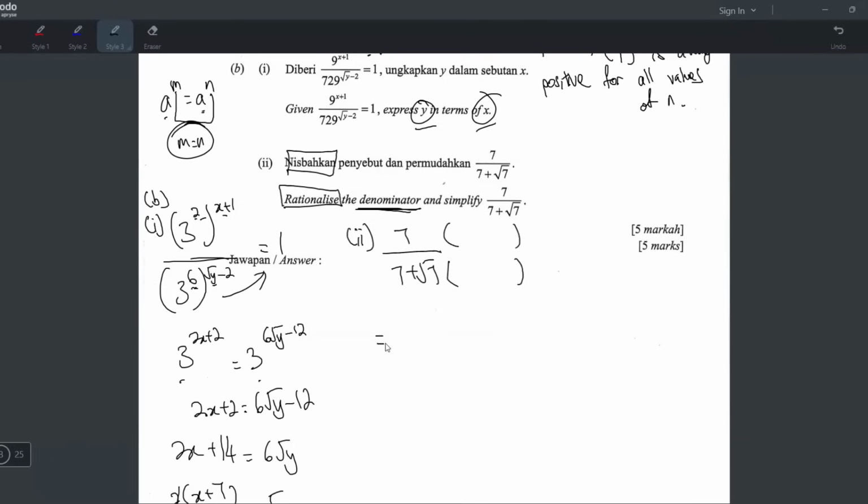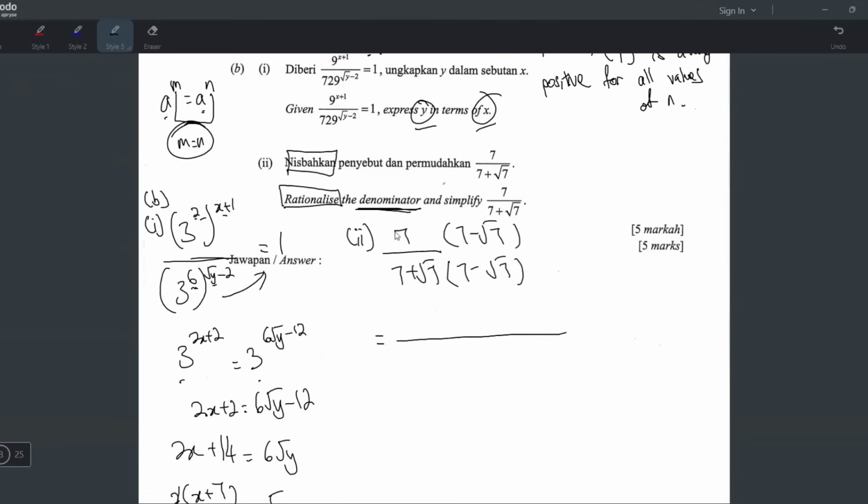You have to times with the conjugate surd. And if it has a plus or minus, the conjugate surd will be exactly the same thing with the opposite sign. So if it's 7 plus square root 7, then the conjugate will be 7 minus square root 7. And of course, the top also has to be multiplied by the same thing. That's how you get rid of the square root. Okay, now when you multiply, you become what?